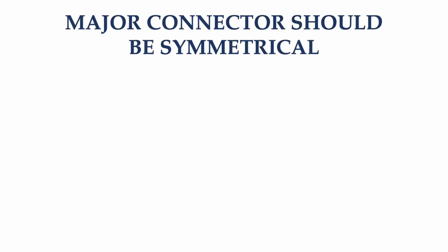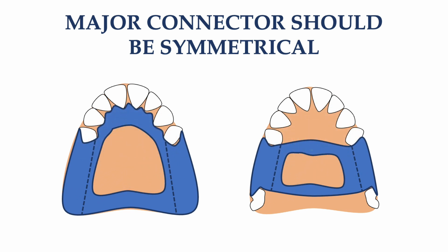Next point is that the major connector should be symmetrical. Look at the figure, we have a major connector, and if we divide the major connector from the midline, it should be symmetrical. As you can see in both figures, the design of the major connector is symmetrical. If it is not symmetrical, then there is an uneven distribution of occlusal load. So it should be symmetrical for distribution of occlusal load.